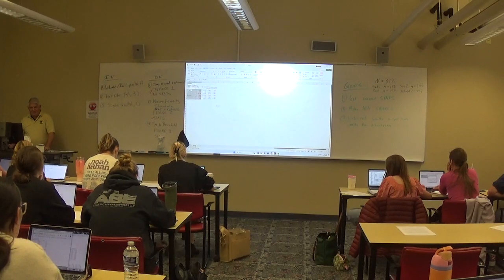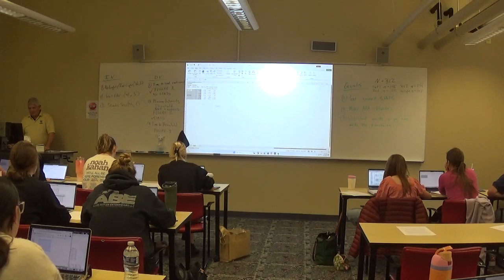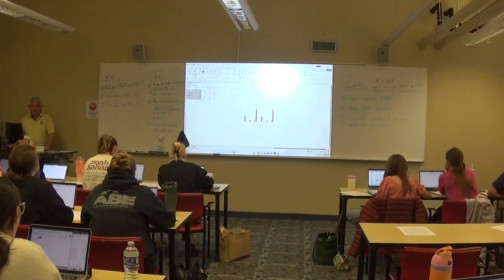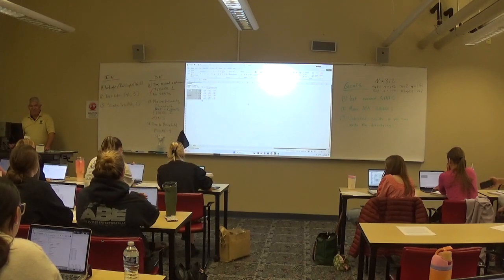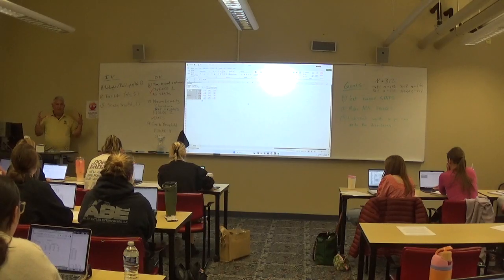We can't just select all that and say graph that. If we do that, right, this is what we get. Does that look like something we want? No, right? So we have to put that in a usable chart format. So how do we do that?